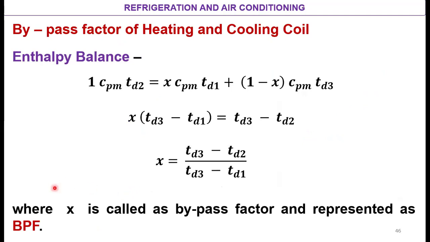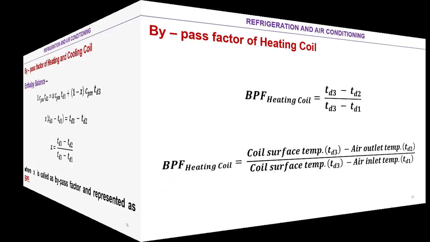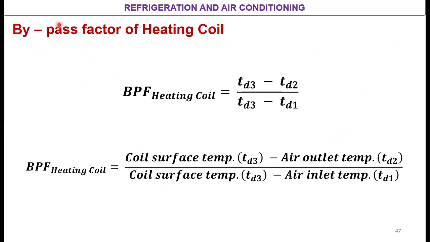Okay, so bypass factor is normally represented by the symbol X. So write down this formula for the bypass factor of the heating coil. If you understood the sensible heating process, points 1, 2, and 3, then for that heating process, the bypass factor is given by this equation. Bypass factor of the heating coil equals TD3 minus TD2 divided by TD3 minus TD1.